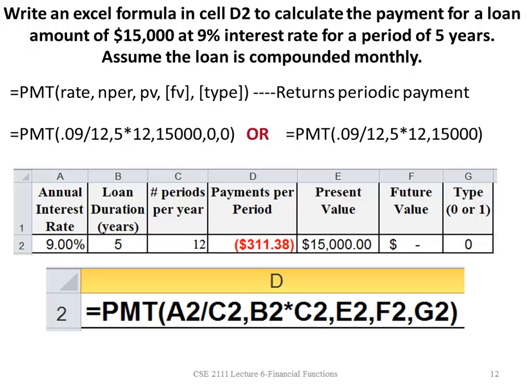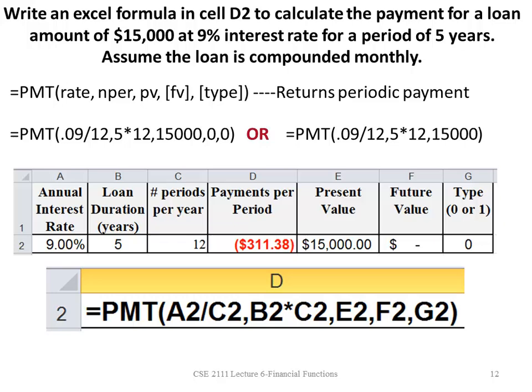Let's do some examples. The first example is an example of the payment function, which returns the periodic payment. I am going to show you examples right now, and I'm going to tell you what function to use. When you complete your lab and your exams, you will have to decide what function to use based on the question.